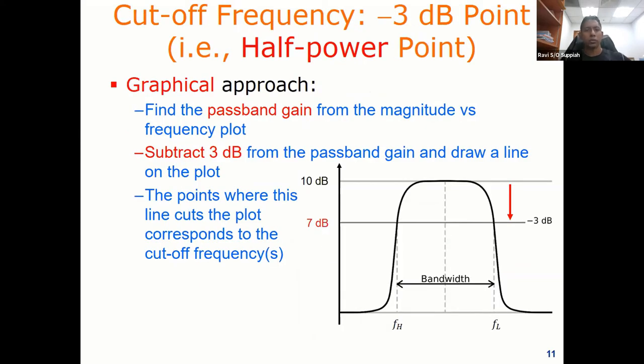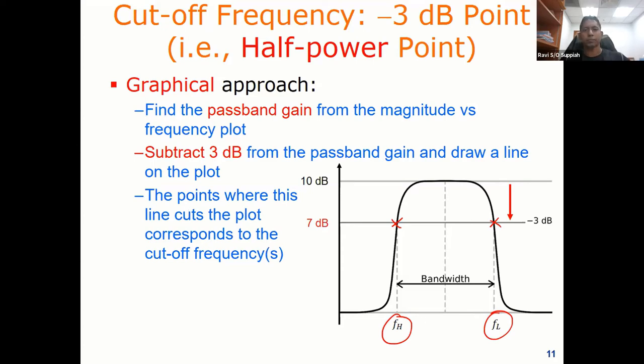Okay, this shows you a picture of a band pass filter, where you have a pass band of 10 dB. So the minus 3 dB point is the 7 dB point. Wherever it touches the frequency response curve, that represents the two cutoff frequencies for the frequency range of this filter.